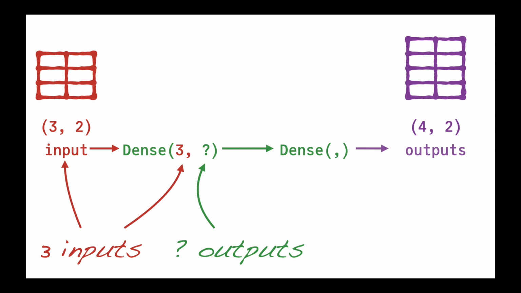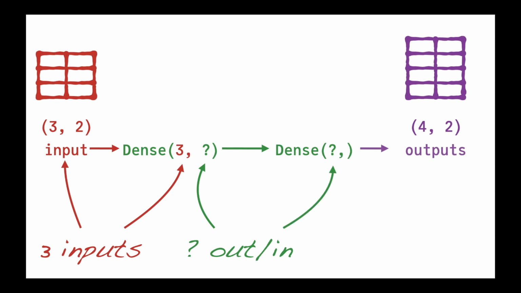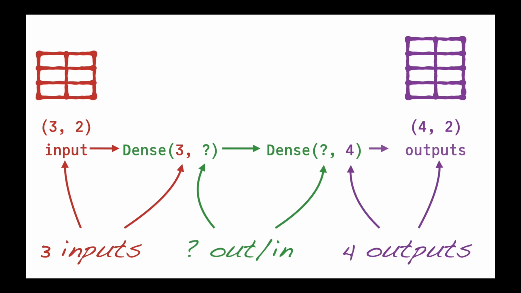Well, in this case, there's a hidden layer in the middle, and those question marks there have to match. So the number of outputs on the left has to match the number of inputs on the right. Well, how many outputs do we have? Well, it has to match the shape of the output matrix there. So there are 4 rows and 4 outputs. So they have to match, and in this case, we are good to go.